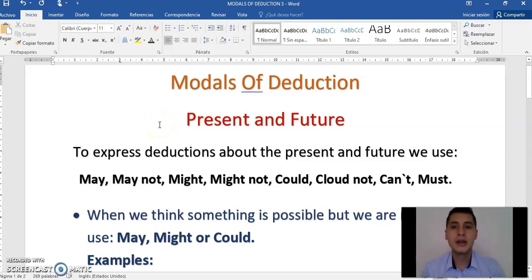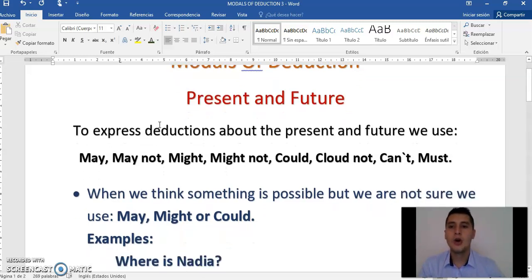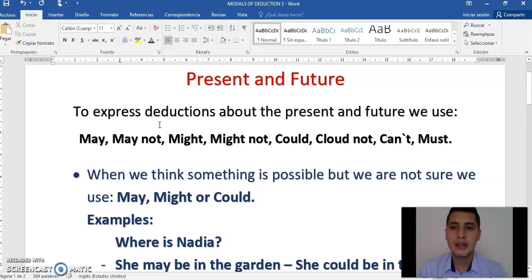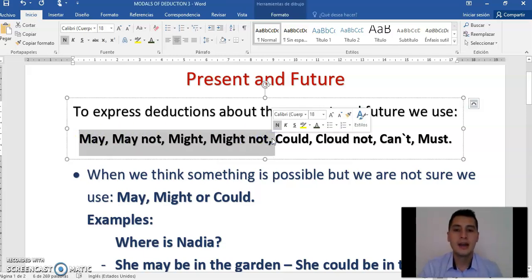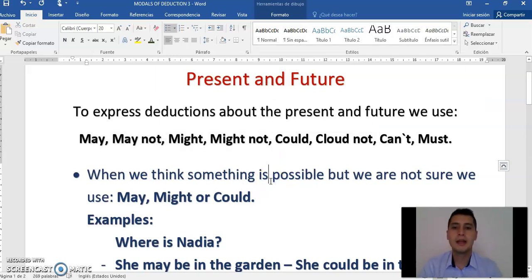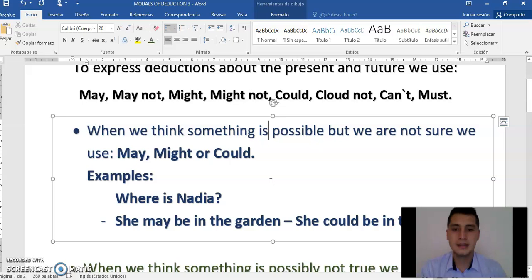This is going to be used in order to explain the present and future. In this case, I am going to mention all the ways that are used in order to express deductions about the present and future. And these are going to be used in here. As you can see them in here, I am going to be using all of them. And I am going to explain you each of the 3 cases that we have.